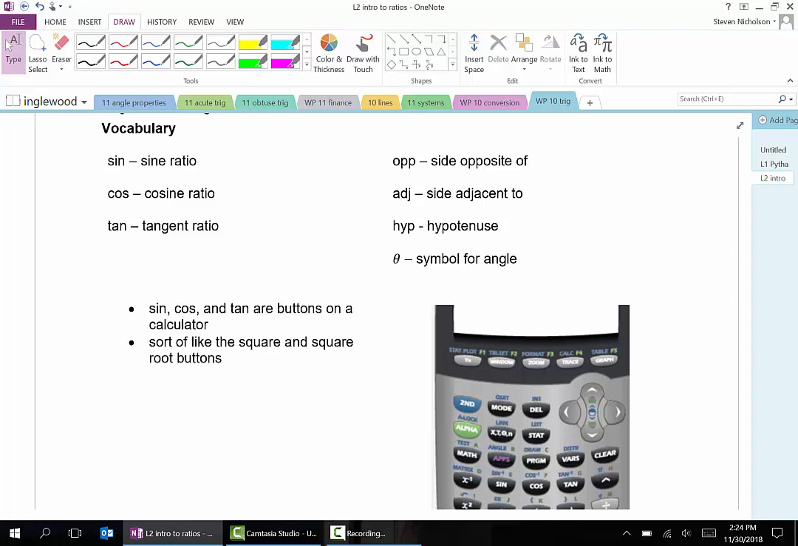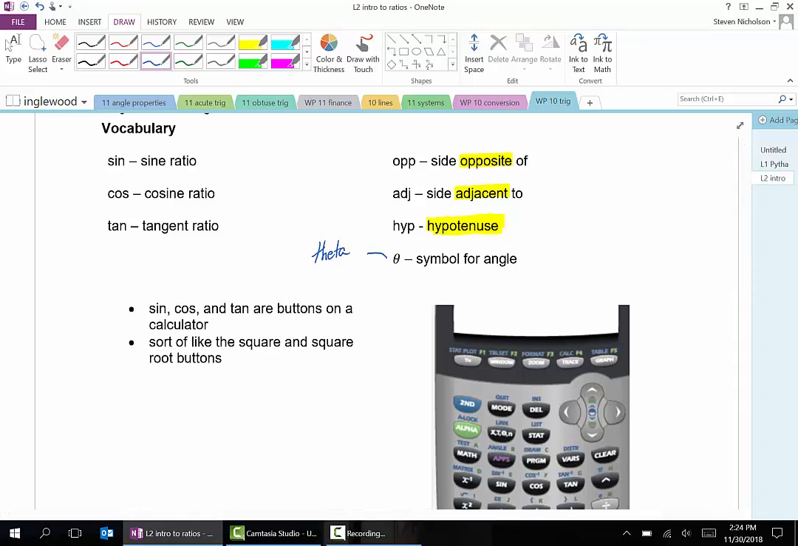Now in the formulas, you'll see the words or letters OPP, ADJ, and HYP, and here's what they stand for. OPP represents the side opposite. ADJ is the side adjacent to a particular angle. And finally, HYP is the hypotenuse. And the hypotenuse is, again, special. It's really easy to identify. And that funny symbol beside the sine and the cosine and the tangent is the Greek letter theta. And theta is the mathematical symbol usually that represents an angle.